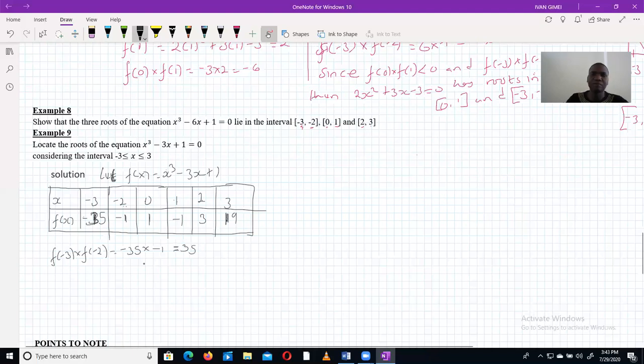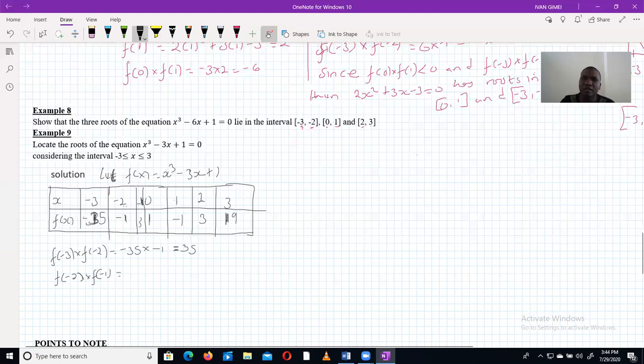You see? Then I look for f of negative 2 times f of negative 1. What does it give me? I forgot negative 1 in the table. Oh, this is terrible. So let me put negative 1 here. When I put negative 1 around here, this will be negative 1 plus 3. Negative 1 plus 3 is 2. This gives me 3.